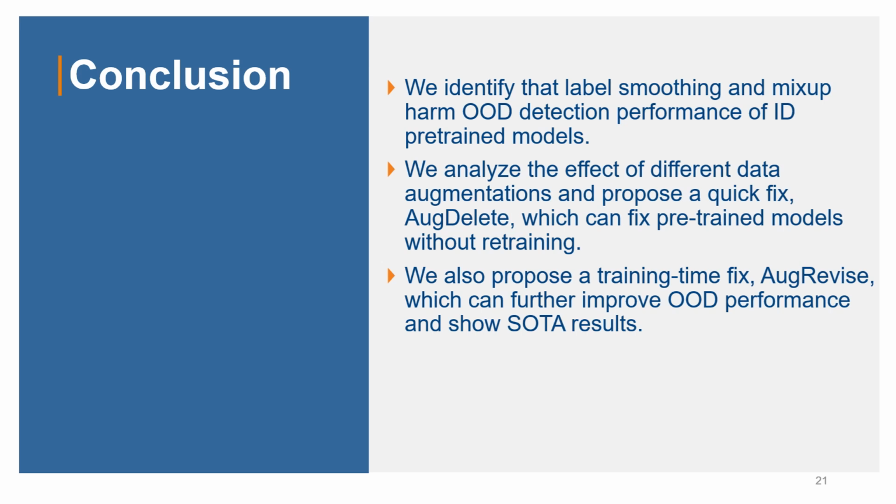So, to draw a conclusion, we identified that label smoothing and mix-up harm OOD performance of pretrained models, and we propose both a quick fix and also a train-time fix for fixing pretrained models.